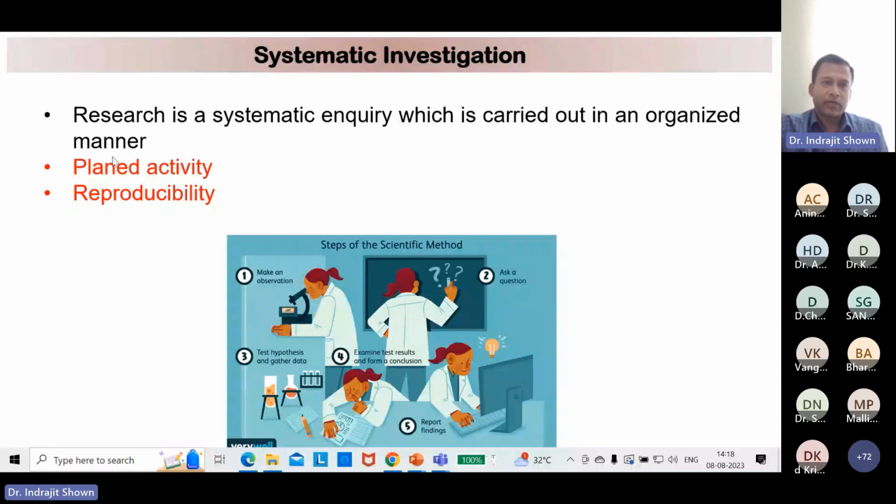Another important part is reproducibility, because you might get one data today, and you have to cross-check whether that data is correct or not. That's why you have to repeat your experiment. And if you are satisfied with your data and it repeats your previous data, then we say that that particular study is reproducible, because any kind of written format or journal asks for reproducibility. Basically, they judge the reproducibility of your data.